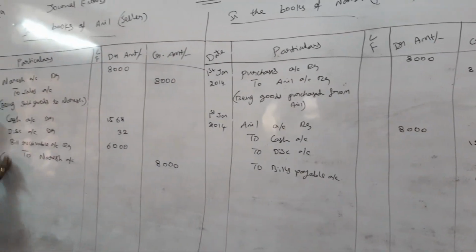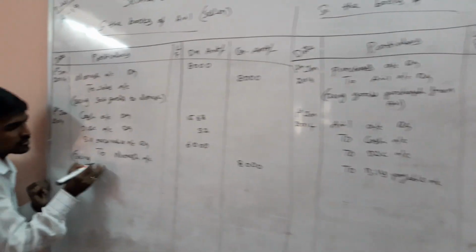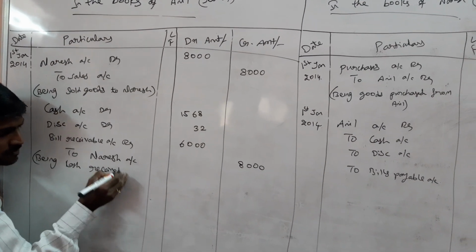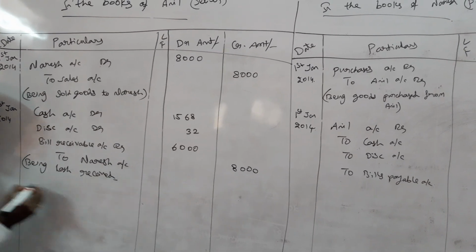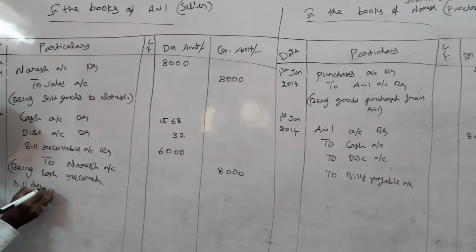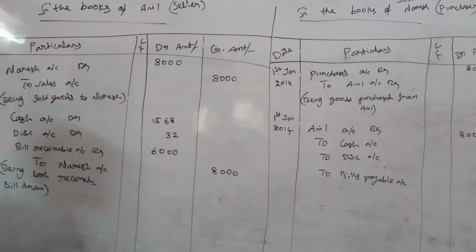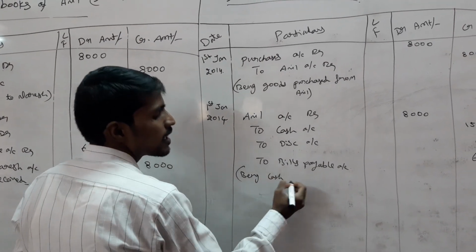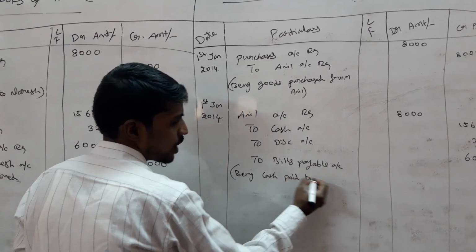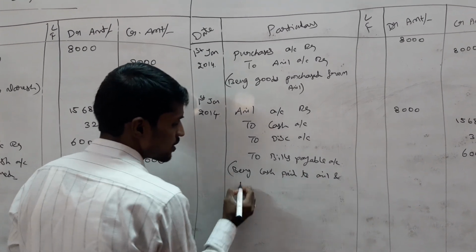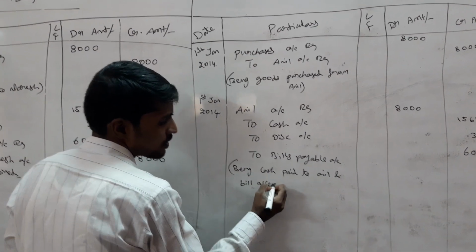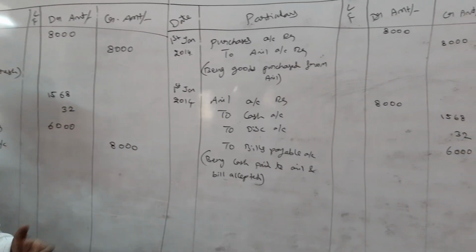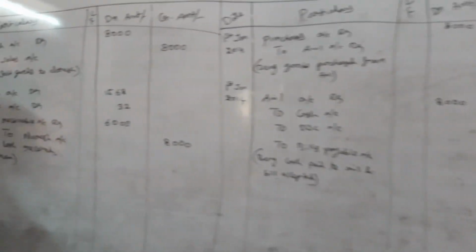So what will be the narration here? Being cash paid to Anil and bill accepted. The bill is accepted, cash is paid, and the discount has also come. So in this way we have got the entry.